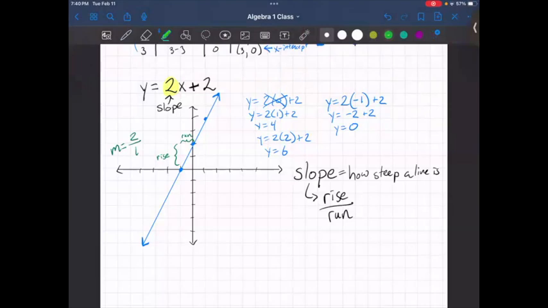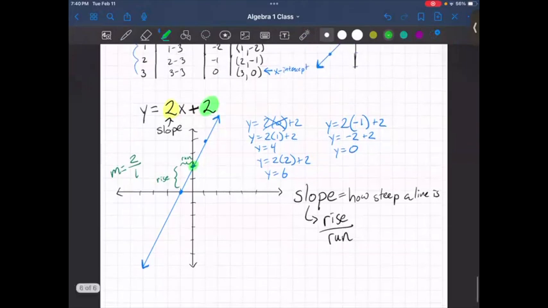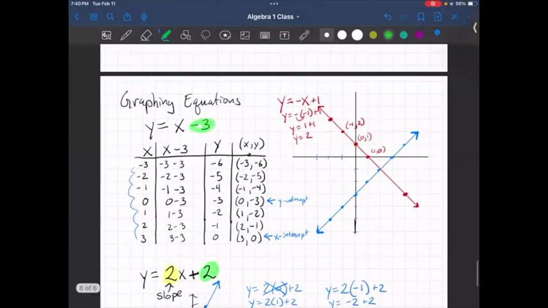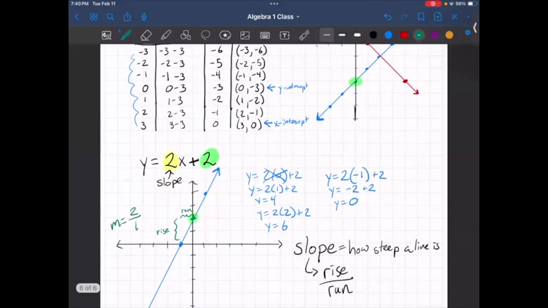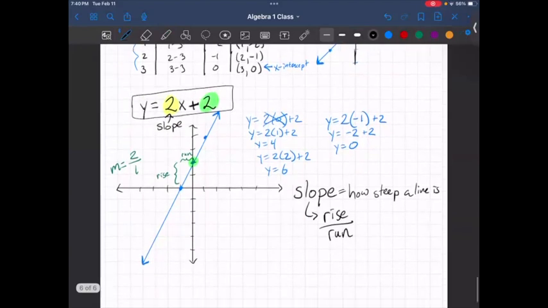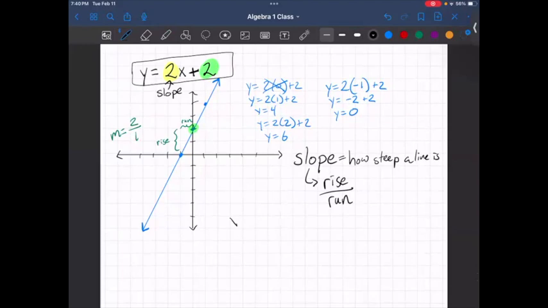Right, and then there's another nice thing that's popped up in our equation, and it's that this 2 is the value of the y-intercept. So when we had x minus 3, that 3 was the value of the y-intercept. And when we had negative x plus 1, that value was the value of the y-intercept. That is why when you see an equation that looks like this, or what's called the general form, it is this.